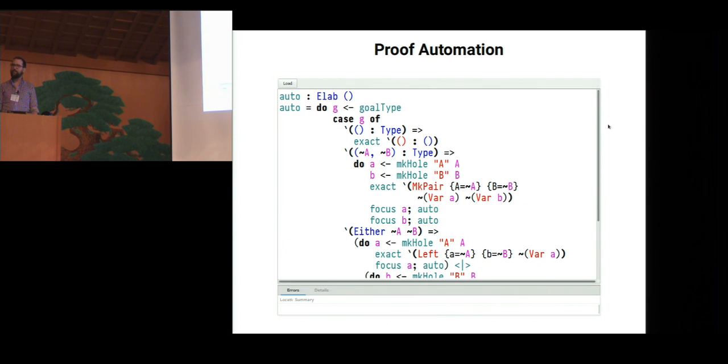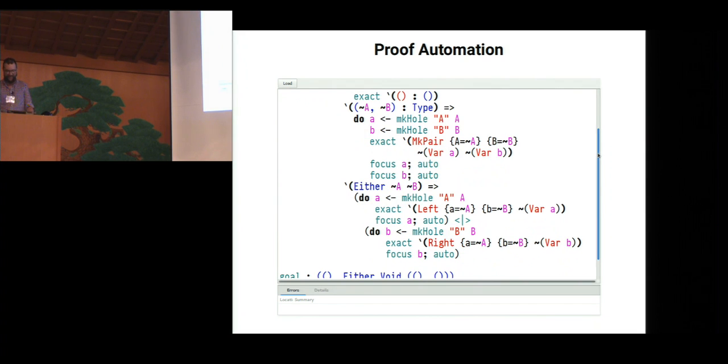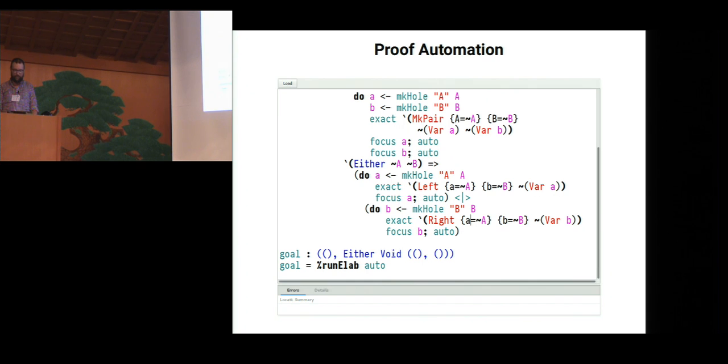Not every data type is a product. Some of them are sums. So if we have an Either, here we can first try to fill it out using the left-hand possibility. And if the left injection doesn't work, well, then we can fail. And we handle that failure using the less than pipe greater than that Idris and Haskell users are very big fans of. And then we create a new hole and go down the right-hand side instead. And now we can satisfy goals like this one, where Void is the empty type rather than the unit type as it is in some languages.